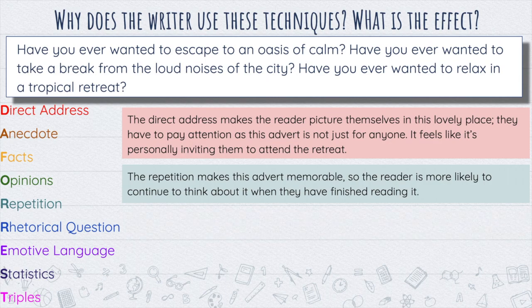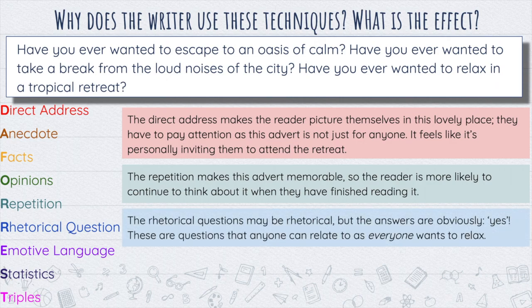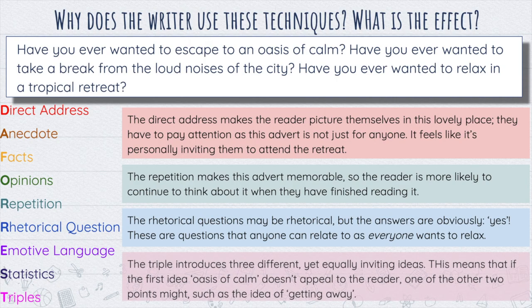So moving on to the rhetorical question now, and there are three of them here in this case. I've kind of grouped them together and spoken about them as a whole here. I've said the rhetorical questions may be rhetorical, meaning, of course, not expecting or requiring an answer to the question. But I've said the answers are obviously yes. These are questions that anyone can relate to, as everyone wants to relax. So it's asked these questions because it knows that you basically can't say no to these, to be honest with you. And then we've got, finally, the triples here.